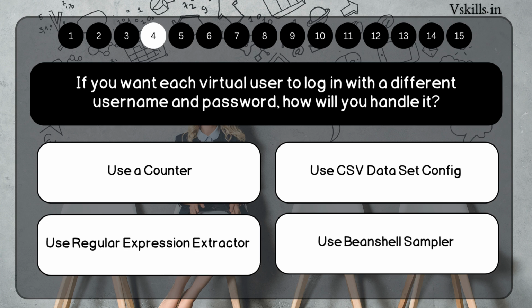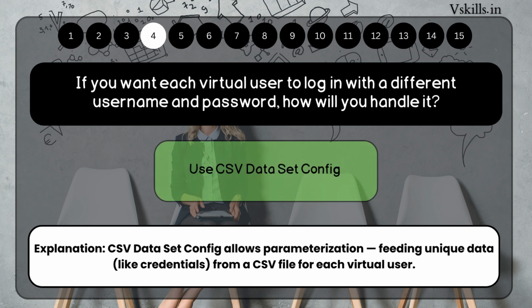Question 4. If you want each virtual user to log in with a different username and password, how will you handle it? The correct answer is use CSV dataset config. As CSV dataset config allows parameterization, feeding unique data, like credentials, from a CSV file for each virtual user.